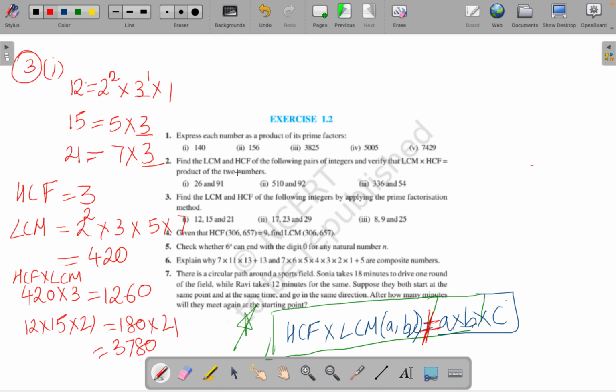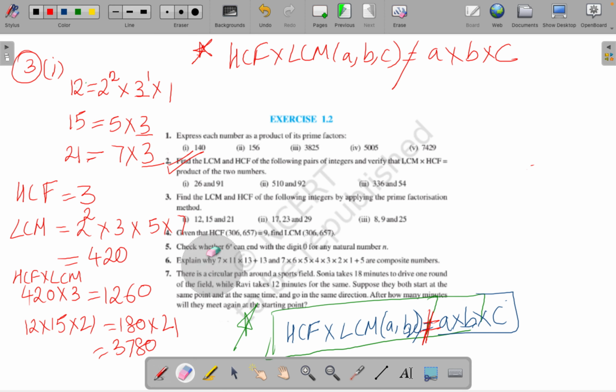So that means again a fact, HCF into LCM of 3 numbers, 3 composite numbers, is not equal to the product of the 3 numbers. So this formula, this method is only valid for 2 numbers. That is the point which I want you to note. Right, children? All right. Similarly, you can do the next question also.